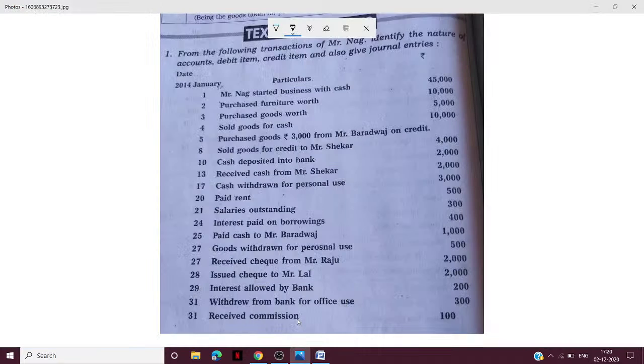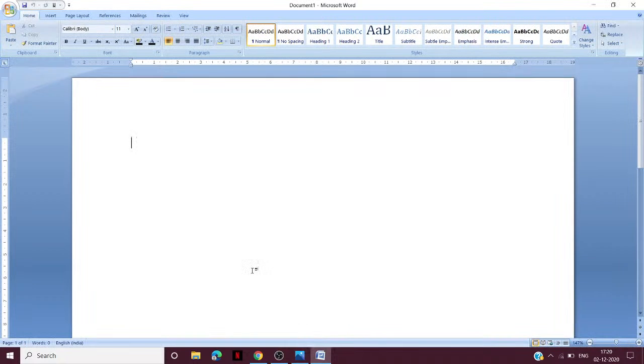The question here is: give journal entries for the following. They have given date and particulars. Always remember, for any sum in accountancy, we should write the heading first.